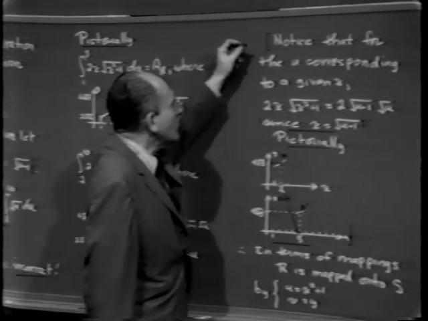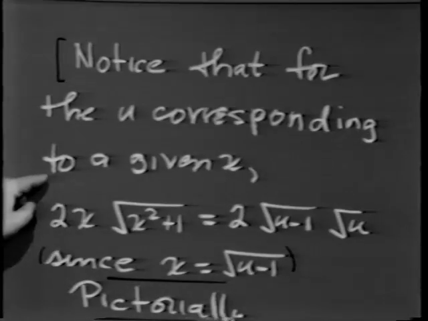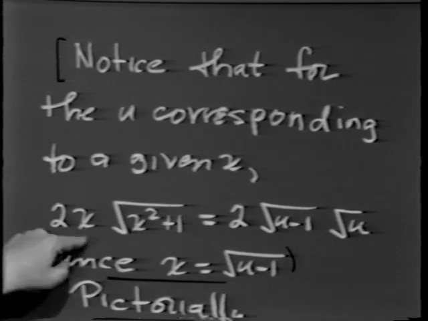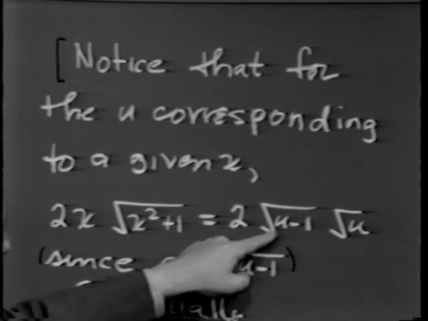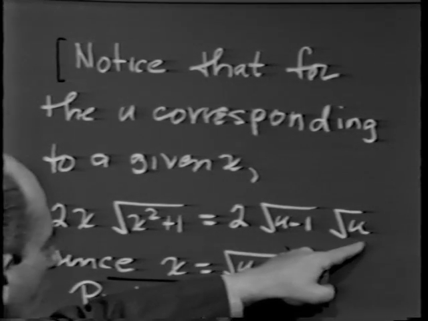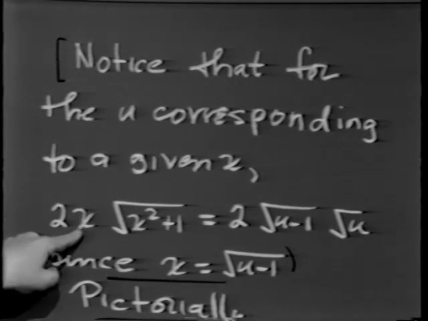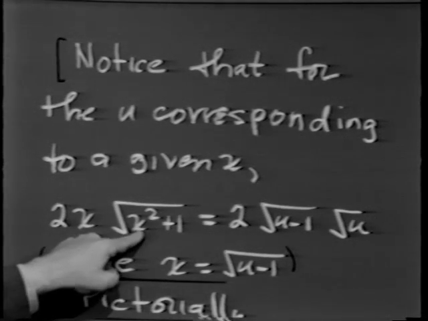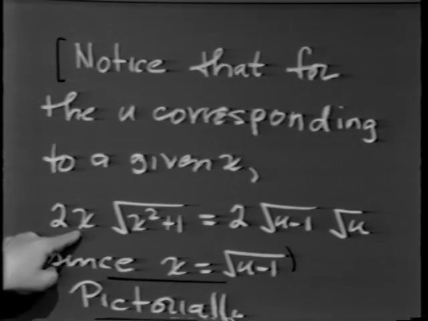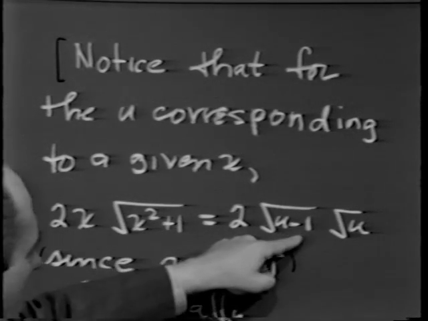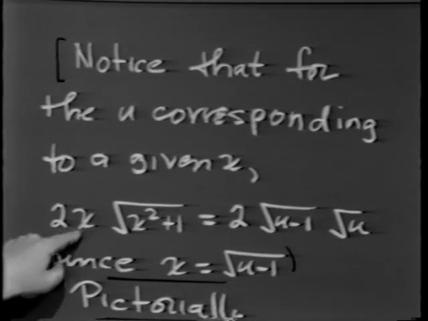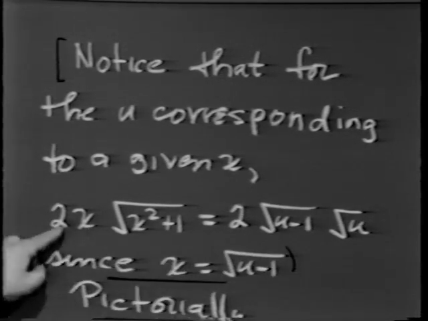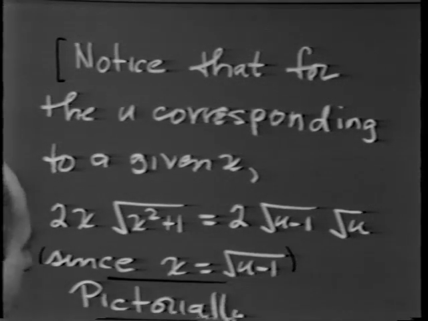All I'm saying is, notice that for the u corresponding to a given x, 2x times the square root of x squared plus 1 is equal to 2 times the square root of u minus 1 times the square root of u. How do I know that? Well, I know that because I picked x to be the square root of u minus 1, or equivalently what? u equals x squared plus 1. This says that I can replace x by the square root of u minus 1. This says I can replace x squared plus 1 by u. Consequently, as long as the x matches with the image u, this number is the same as this number.